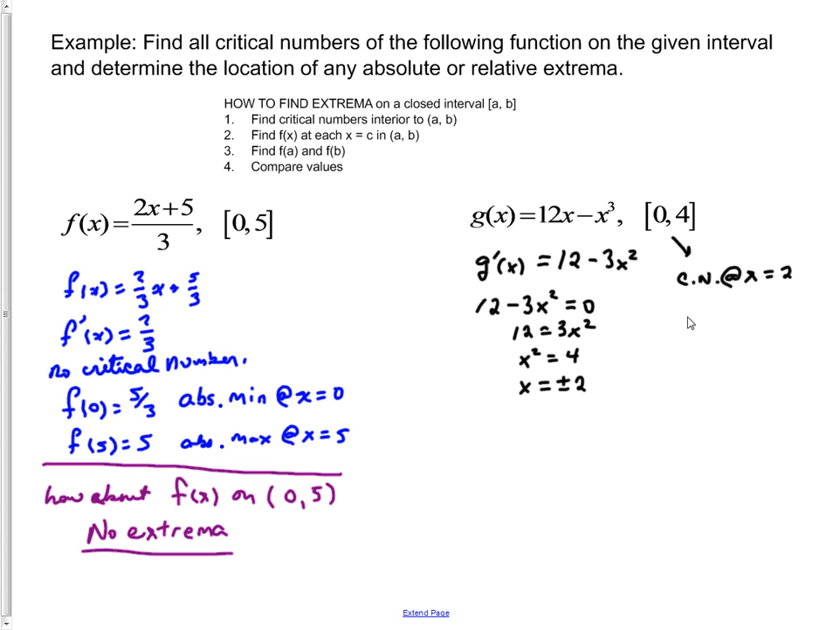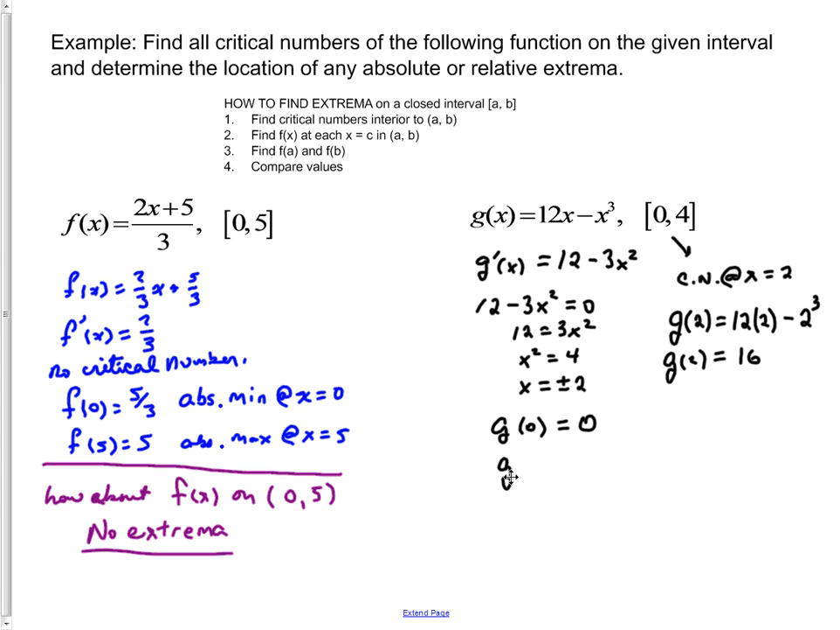All right. We should then go through and substitute in x equals 2 and see what happens. G of 2 is going to be 12 times 2 minus 2 cubed, which is to say 24 minus 8, which is 16. So g of 2 is 16. All right. Now we should also look at our endpoints, right? So we're going to look at g of 0. G of 0, well, we can work that out pretty well. 12 times 0 minus 0 cubed, that's going to be 0.